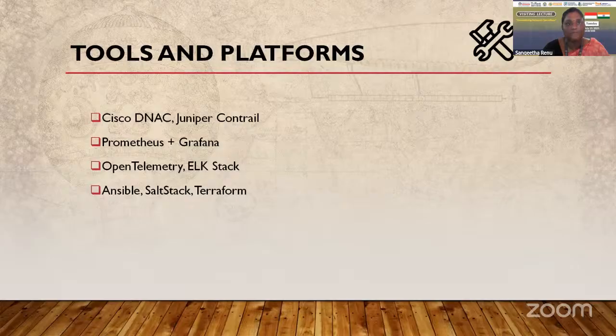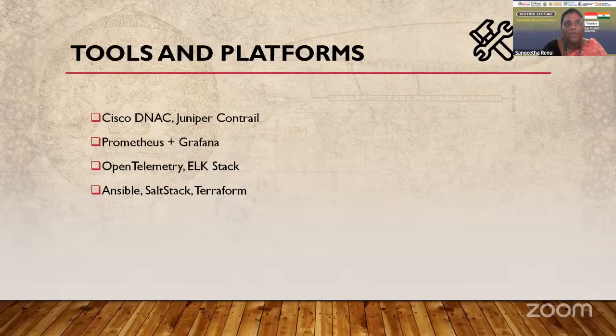Tools and platforms. Cisco DNAC, Juniper Contrail, Prometheus plus Grafana, OpenTelemetry, ELK Stack, Ansible, StackStorm, Terraform. In telemetry collection and transport, Kafka is a lightweight, high-speed communication protocol for streaming telemetry data. Next, monitoring and visualization, an open-source dashboard for visualizing metrics and alerts in real time.